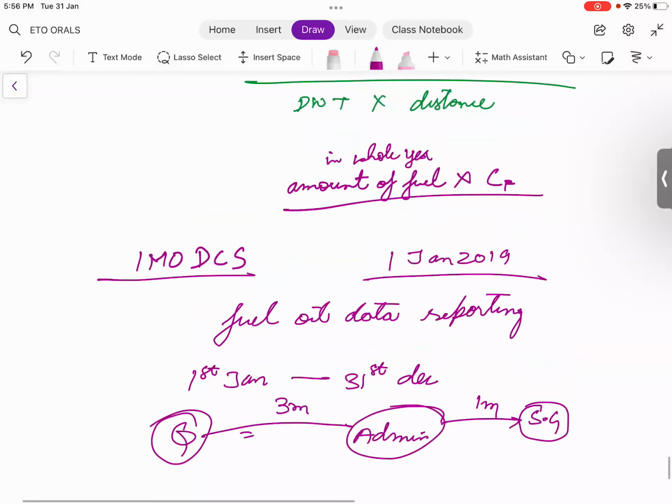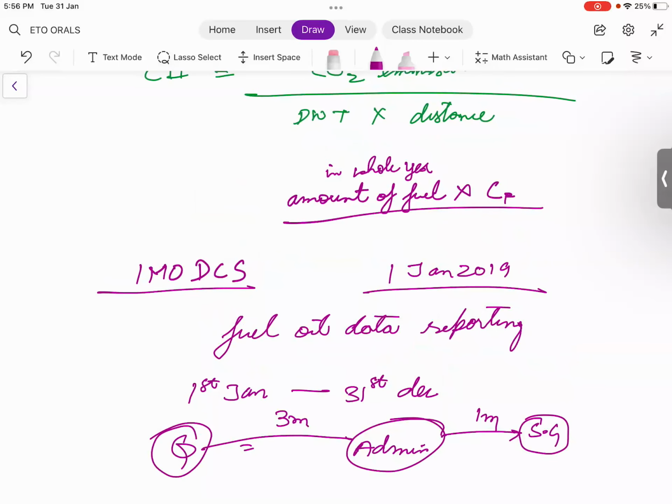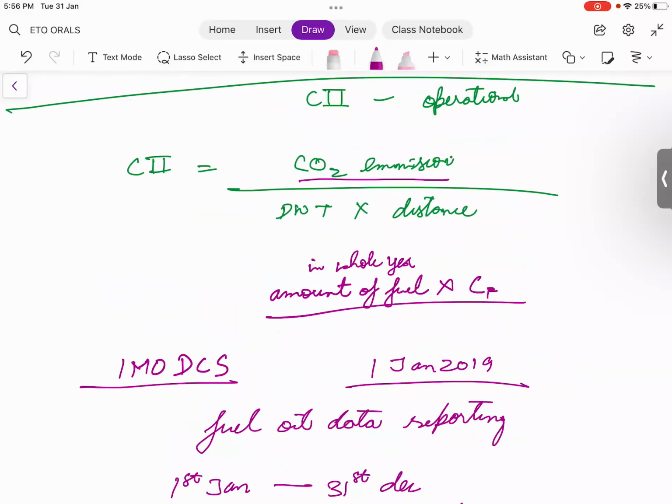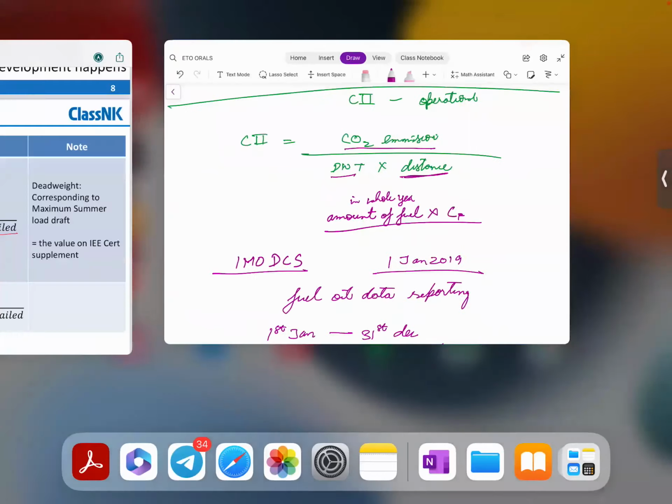So from there you will get how much fuel oil you burned, right? Into carbon conversion factor, so you will get the CO2 emission. Now divided by deadweight. Deadweight means the capacity, into distance. Distance means distance in the whole year, how much your ship traveled in the whole year. Okay, that is how you will find your CII value.